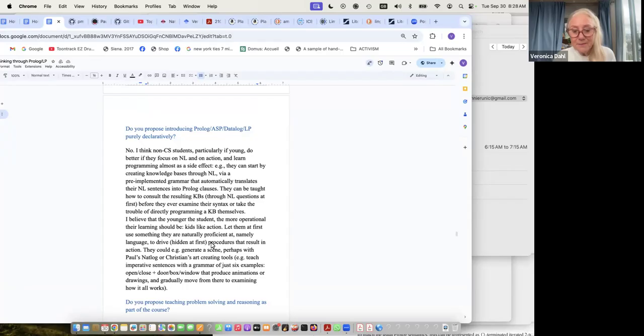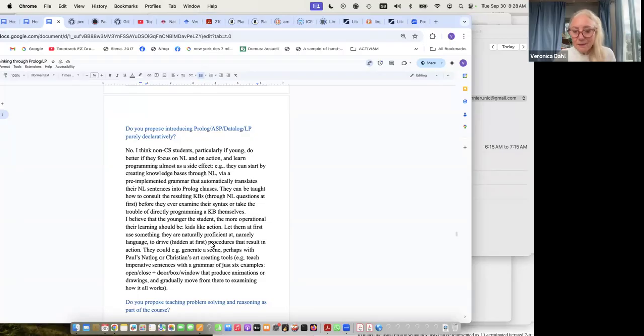but they can be taught how to consult the resulting knowledge bases. For instance, at first through natural language questions, then they could see the Prolog form of that, etc., before they ever have to examine their syntax or take the trouble of directly programming a knowledge base in terms of clauses themselves. And I believe that the younger the student, the more operational their learning should be, because kids like action.